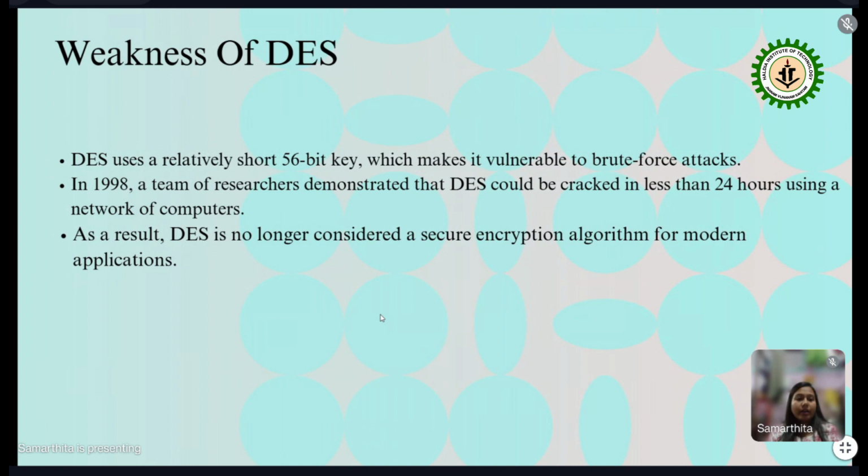DES uses a relatively short 56-bit key, which makes it vulnerable to brute force attacks. A team of researchers showed how DES could be cracked in less than 24 hours using a network of computers. This means there is a risk of vulnerability, and an attack may happen. These are the major weaknesses of DES. Compared to other encryption algorithms, DES is no longer considered secure.